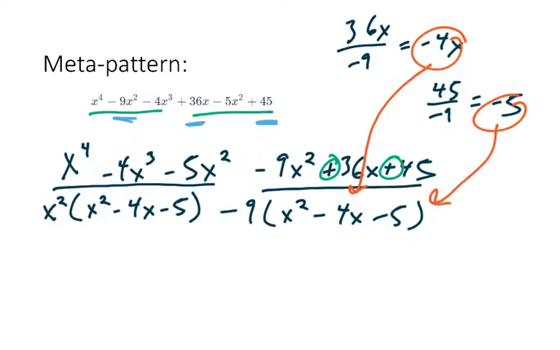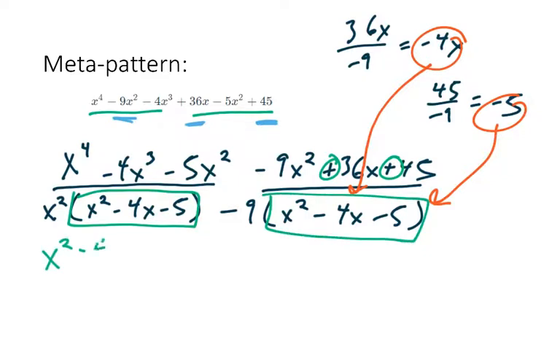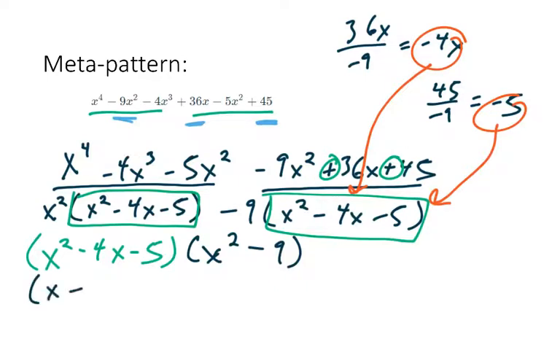Alright, and then now notice, hey, look, this whole thing can get factored out. Ta-da! So I'm going to have x squared minus 4x minus 5. And then what's left over here? Well, that's going to be an x squared minus 9. Hey, look, these can factor further. Oh, isn't that adorable? Alright, so I'm going to have x minus 5 and an x plus 1.